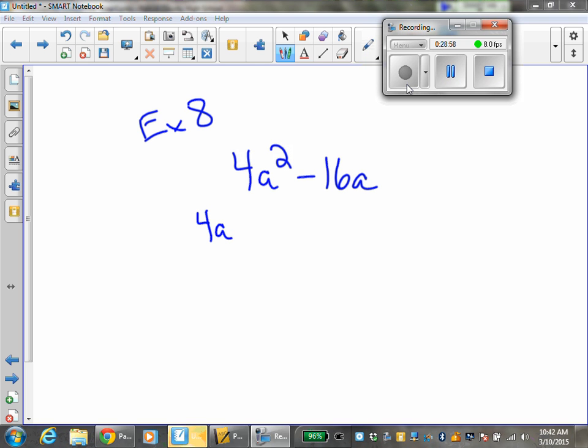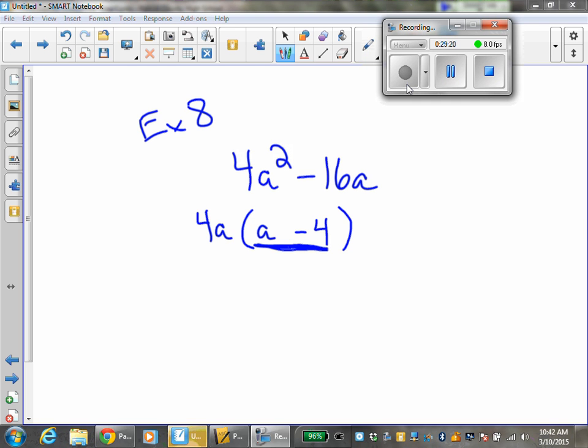4A. They both have a 4 that can come out, and this has 2 A's, this has 1 A. You can take an A out. And when you do that, you're left with A minus 4. And my question is, are you finished? So back to Lydia. Can this go further? Is this a difference of 2 squares, or is it finished? It's finished. This is perfect.